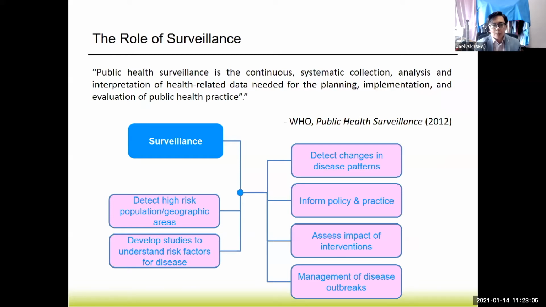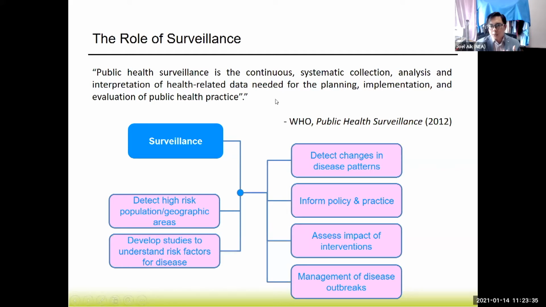Now, what is the purpose of surveillance? And I particularly like this definition from the WHO from 2012. So let's read it. Public health surveillance is the continuous, systematic collection, analysis, and interpretation of health-related data needed for the planning, implementation, and evaluation of public health practice. Now, that is such a mouthful. Even I have some difficulty processing that, but let's just break it down.